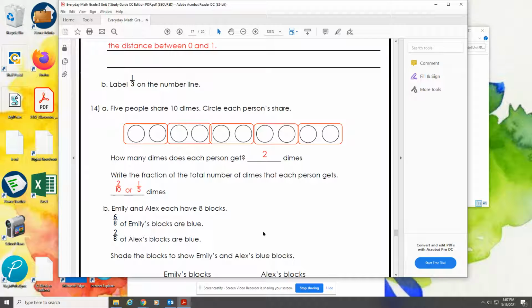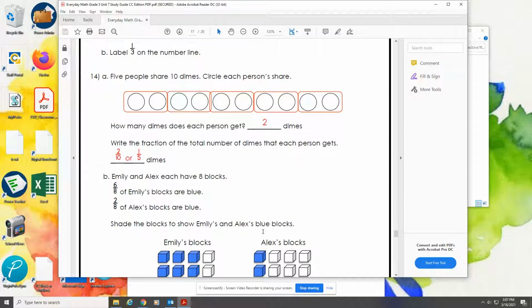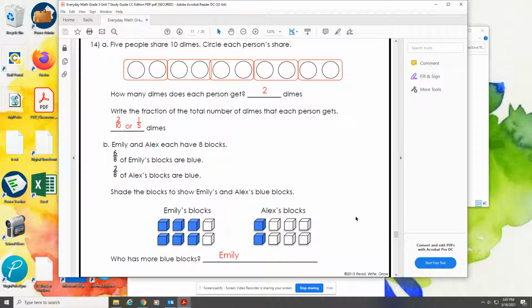Emily and Alex each have 8 blocks. 6/8 of Emily's blocks are blue. 2/8 of Alex's blocks are blue. Shade the blocks to show Emily and Alex's blue blocks. Who has more blocks? Emily.